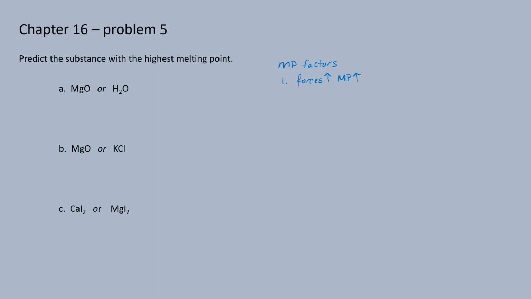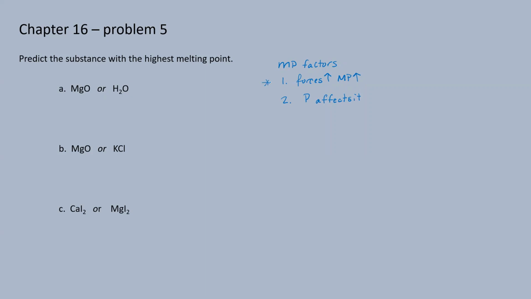Now, another thing that can affect the melting point is pressure. But I'm just going to write that pressure affects it, because we're going to see that it's not always direct. Sometimes if you increase the pressure, it makes the melting point go up. Sometimes when you decrease the pressure, it makes the melting point go up. So we're going to see this later in the chapter. For now, we're going to focus on the forces.